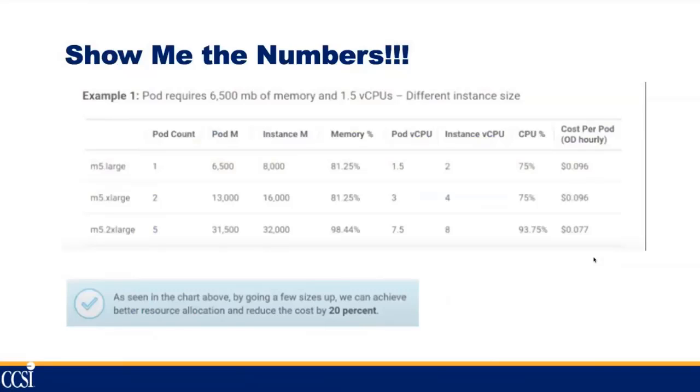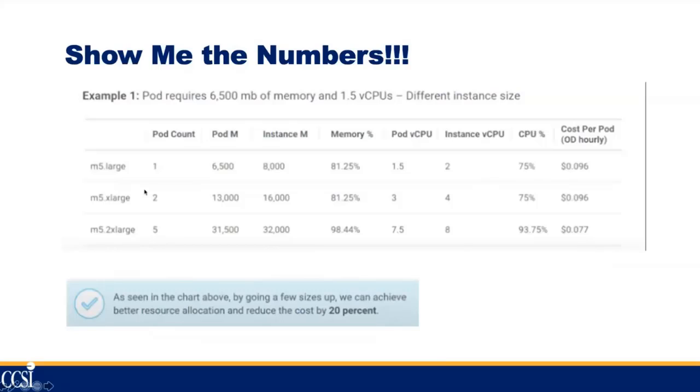So show me the numbers is how Spot is able to organize pods into nodes to maximize the cost savings. Very often, let's say you have one pod that requires 6 gig of RAM and 1.5 virtual CPUs. You could use an M5 large, and with a spot instance, it would cost you 9.6 cents per hour, and you'd be at about 75% utilization.